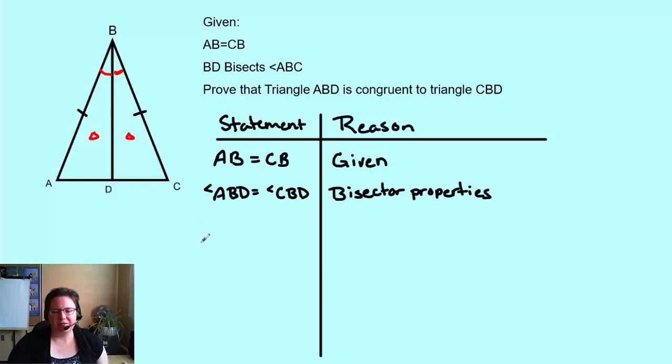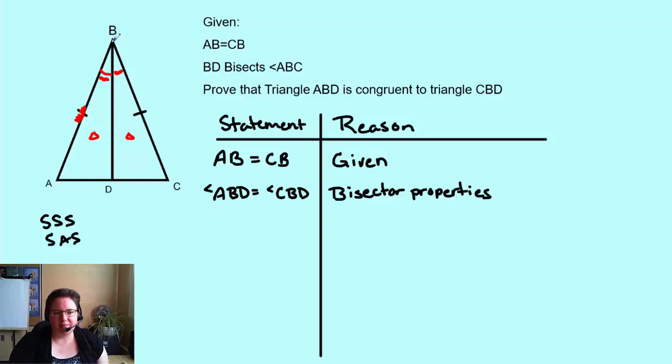So now we have to prove the congruency. To prove congruency, we want something like side-side-side or side-angle-side, all those things that we talked about in previous grades about what makes two triangles congruent. So that's what we're looking for. And right now, we have a side and we have an angle. So it would be kind of nice if we could get another angle or another side. And we can do either. I'm going to go for side.